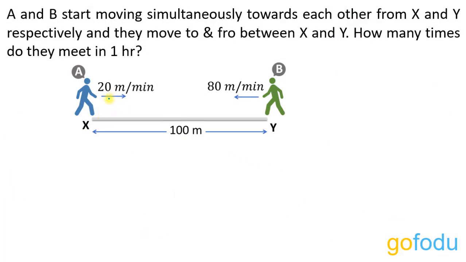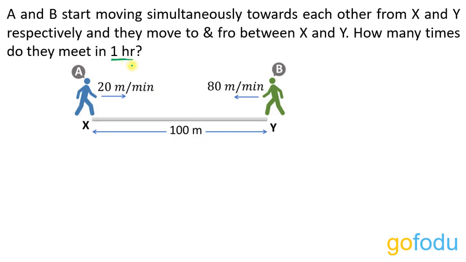Speeds of A and B are given. They move to and fro between X and Y, and we are asked how many times they meet in 1 hour. The distance between X and Y is given as 100 meters. How many times do they meet in 1 hour?